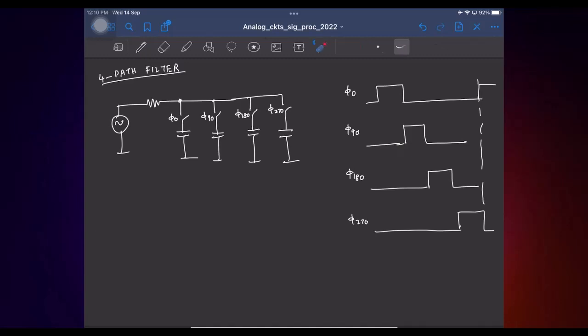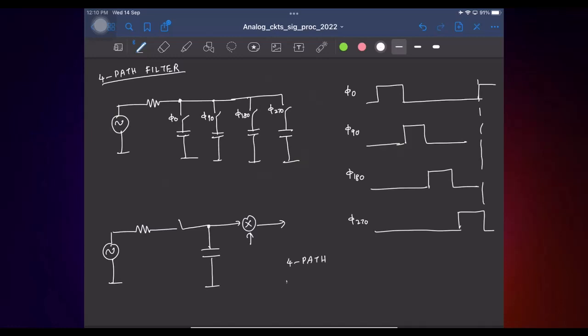Great. And we computed the harmonic transfer functions in two ways basically. First, we took the single path circuit, which is this, right? And then we computed the harmonic transfer functions for this. And from this, you can find the harmonic transfer function for the 4-path. And for the 4-path, what was its H0 of j2pi0?